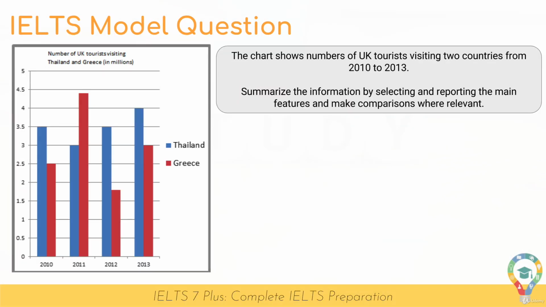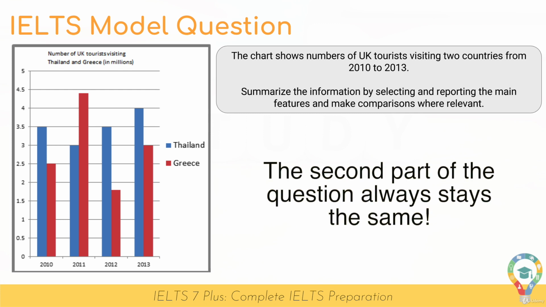The chart shows numbers of UK tourists visiting 2 countries from 2010 to 2013. Summarize the information by selecting and reporting the main features and make comparisons where relevant.